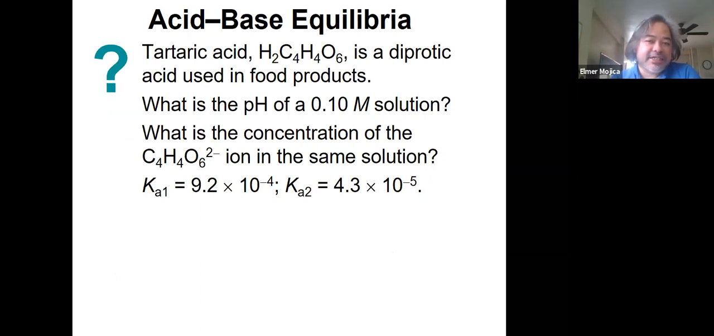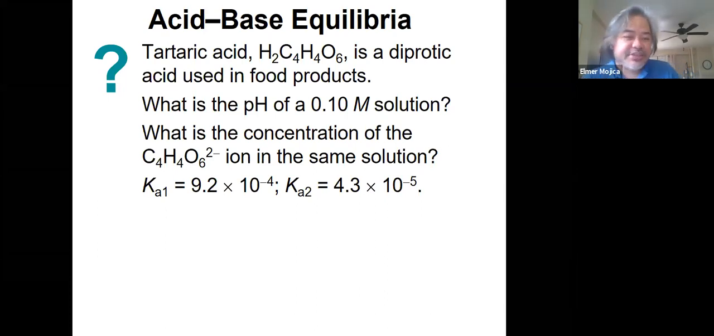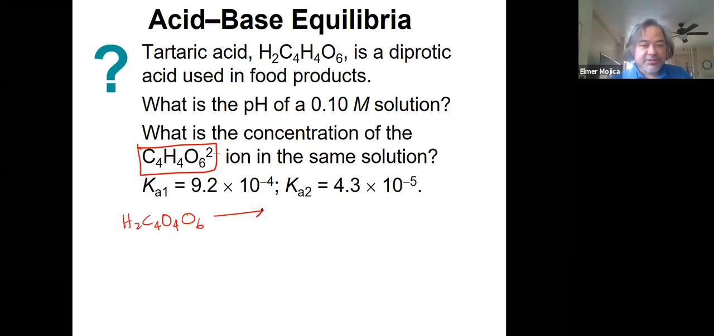So you have tartaric acid that is used in food products, at 0.1 molar. You are asked, what's the concentration of tartarate in the same solution given the two Ka values? Tartarate is already the second acid, because tartaric acid dissociates to give you HC4H4O6 minus plus H plus.